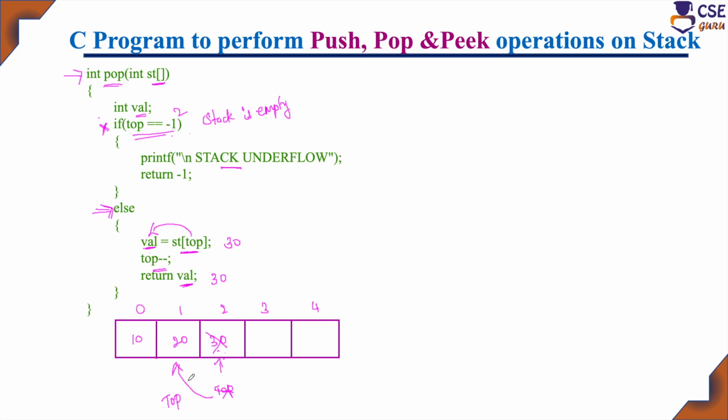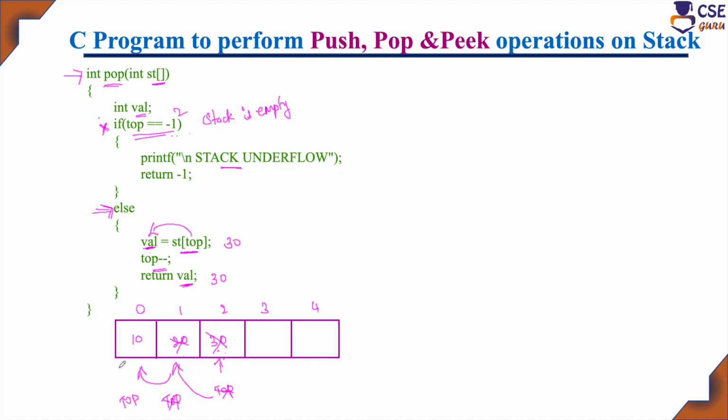Again, if you want to delete, it will check whether top is equal to minus 1. If the condition fails, just decrement the top position by 1. Now top will point here, the element will automatically be deleted, and this value represents the deleted element. So this is the pop operation.